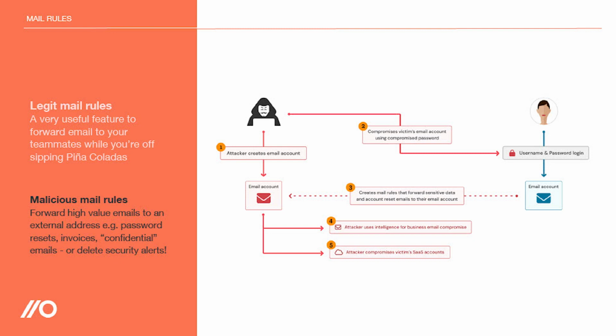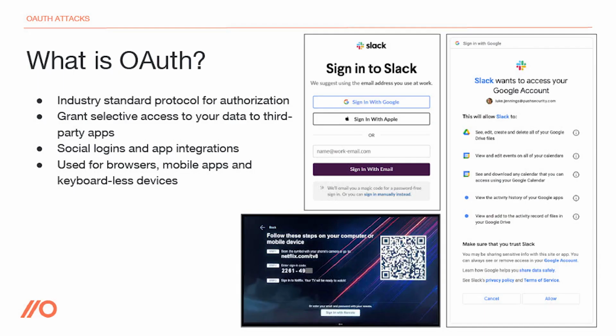But then if we move on to a second example, this is where we're going to get onto the OAuth front, and obviously there was some discussion around this with consent phishing before, and this is related in this way, but we're going to talk about it from a persistence perspective. So first of all, we'll just say, what is OAuth? It's essentially an industry standard protocol for authorization.